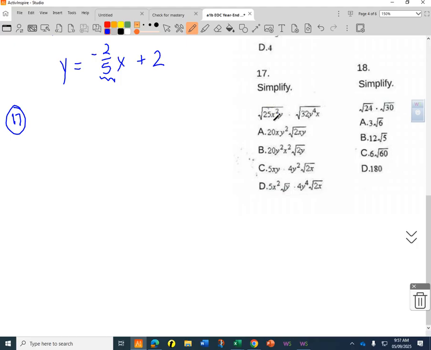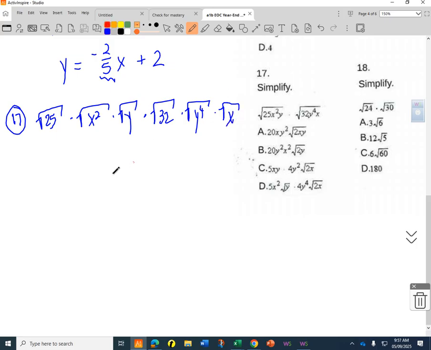I would rewrite each of these factors, separating the numbers and the variables all out. So I would start with this first factor. Instead of the square root of 25x squared times y, I would write it as the square root of 25 times the square root of x squared times the square root of y, and then do the same thing over here. Times the square root of 32 times the square root of y to the fourth, and times the square root of x.